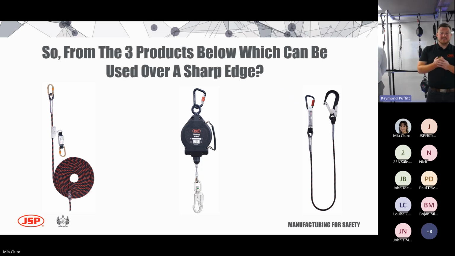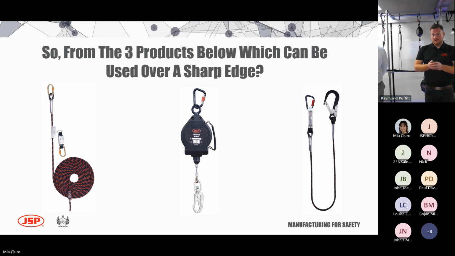The actual answer is 0. So none of these products can actually be used over a sharp edge as they are. Okay, interesting to think about. Out of curiosity, I suppose, people, what you're thinking is, which of the ones would you think could be used, and why? And we'll potentially come back to the questions at the end to what we think that would be.